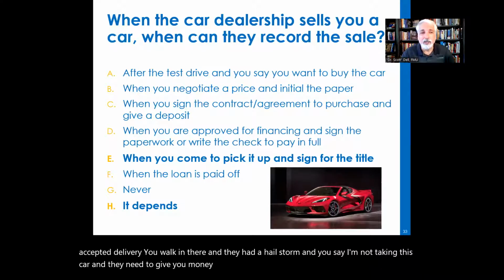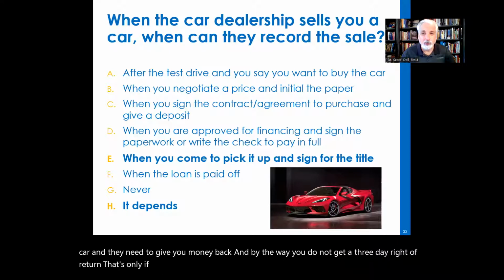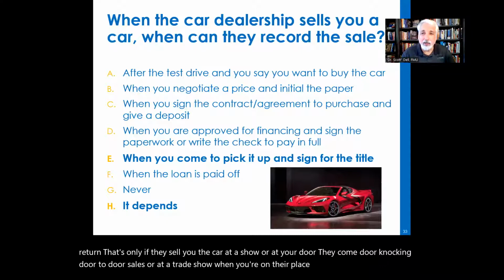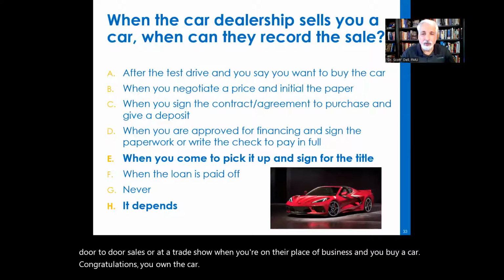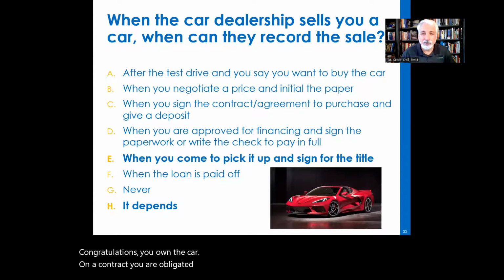And by the way, you do not get a 3-day right of return. That's only if they sell you the car at a show or at your door. They come door knocking, door-to-door sales, or at a trade show. When you're on their place of business and you buy a car, congratulations, you own the car. On a contract, you are obligated to meet the performance of the contract unless the car gets totaled and it can't be executed.